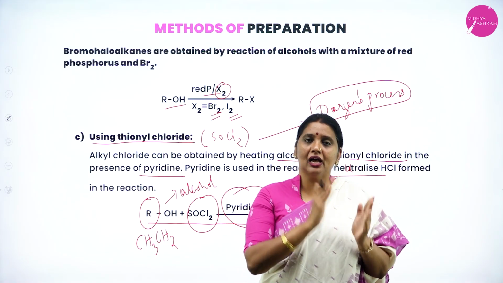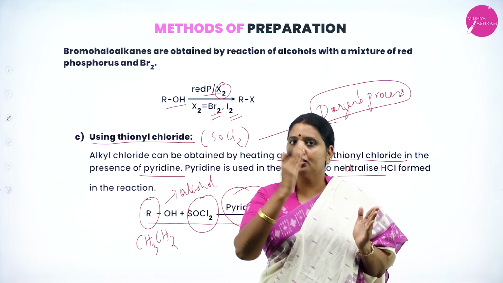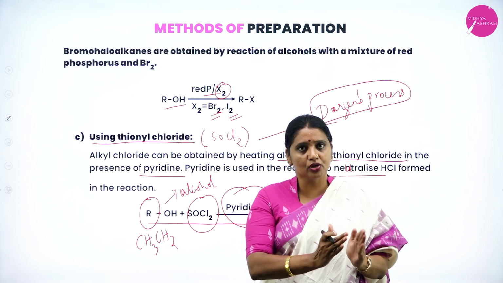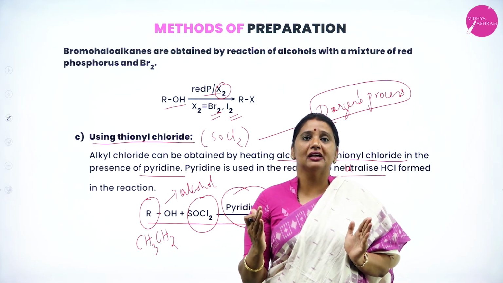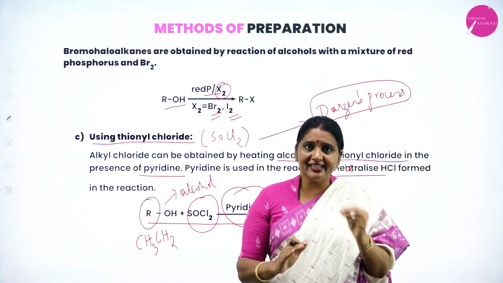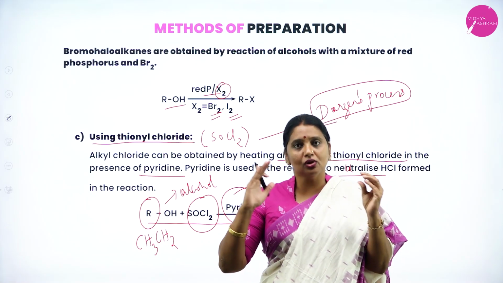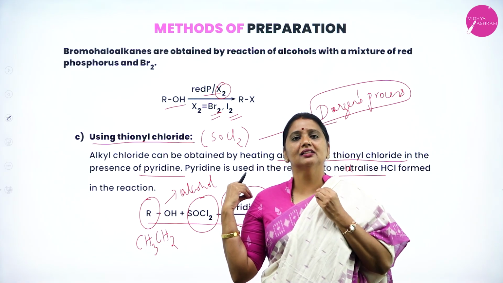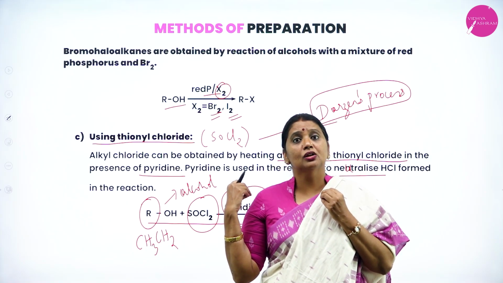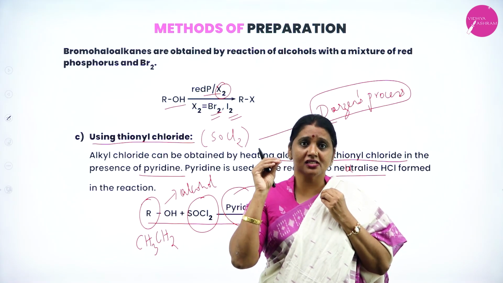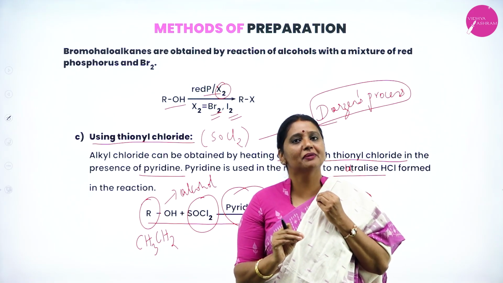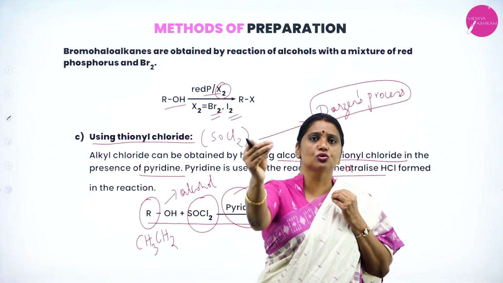We are converting alcohol into alkyl chloride. What's the general formula of alcohol? ROH. What's the general formula of alkyl chloride? RCl. Our intention is to convert alcohol into alkyl chloride, there by adding HCl in the presence of anhydrous zinc chloride, here by adding thionyl chloride in the presence of what? Pyridine.